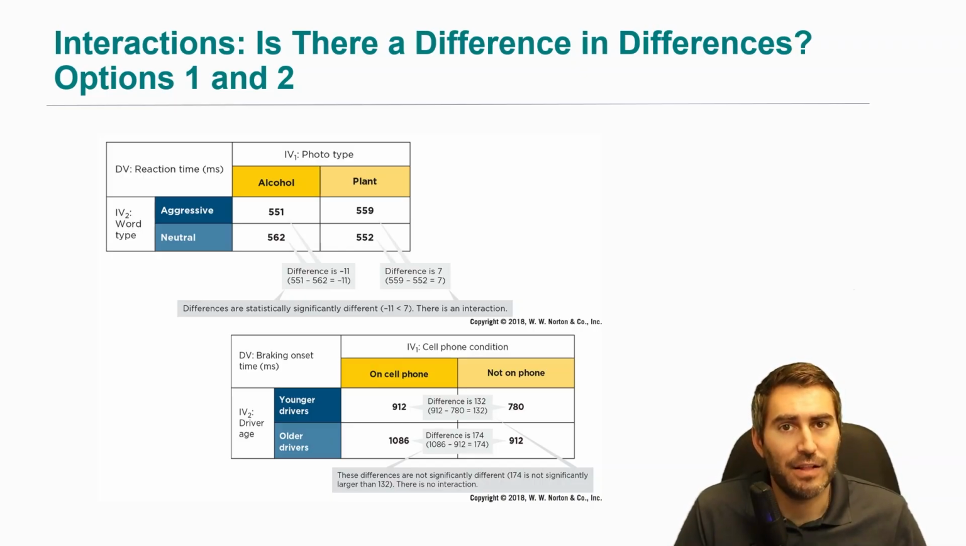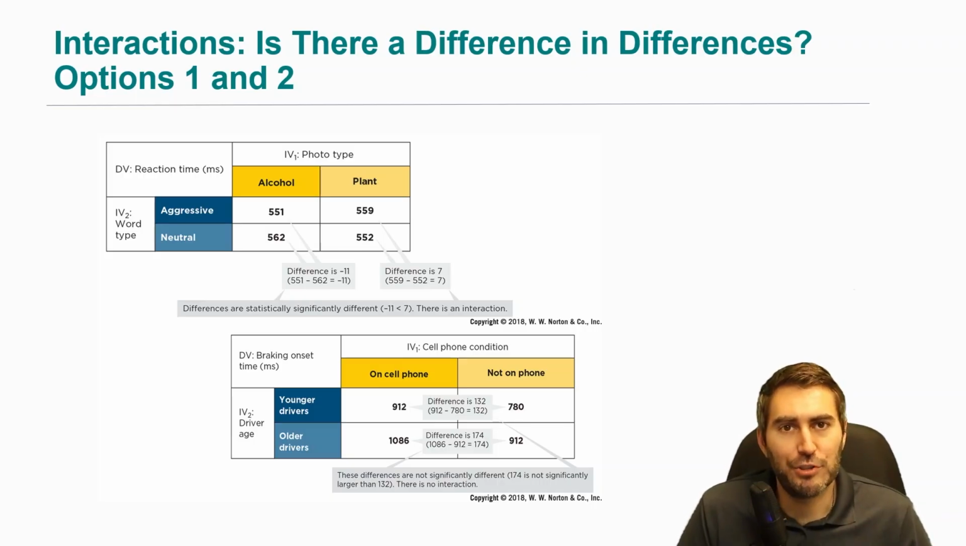Then move to the second level of independent variable 1, plant photos. The difference between aggressive and neutral words for plant photos is 559 minus 552, or 7. Go the same direction both times, aggressive minus neutral in this case. There are two differences, negative 11 and positive 7. This difference of 18 points total between the two of these is statistically significant, and you can conclude that there's an interaction between word type and photo type.